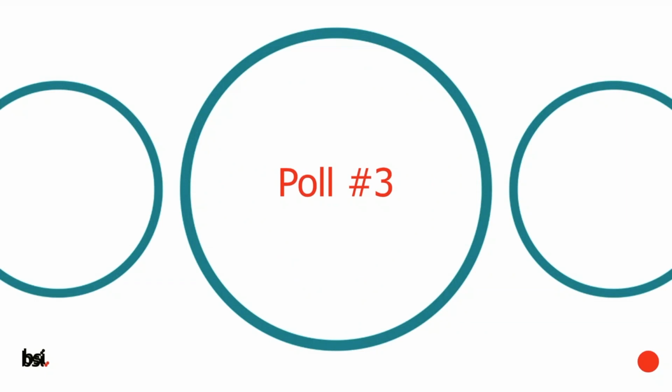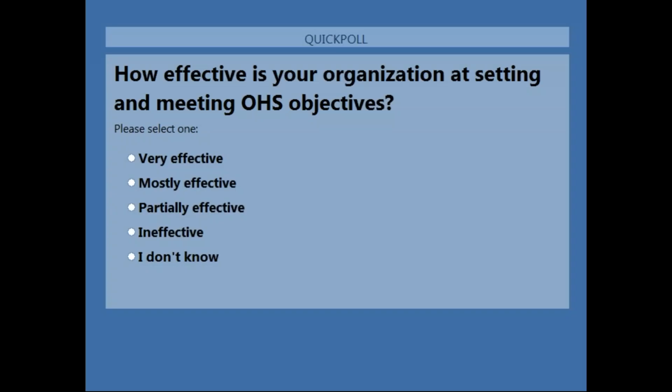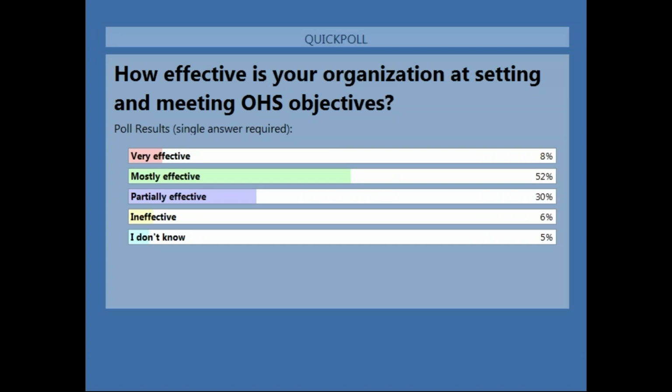So for our next poll, we want to know, how effective is your organisation at setting and meeting occupational health and safety objectives? Are you very effective? Do you think mostly you're effective, partially effective, or not effective? Or are you not quite sure? Okay, well, that's good to see. So quite a few of you think mostly effective, although not too many very effective, so still getting there.